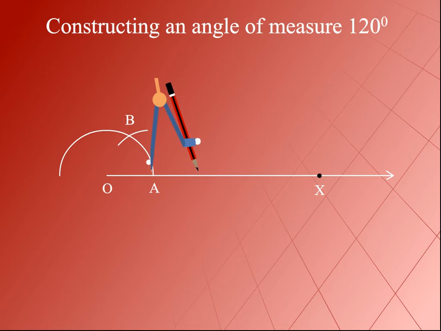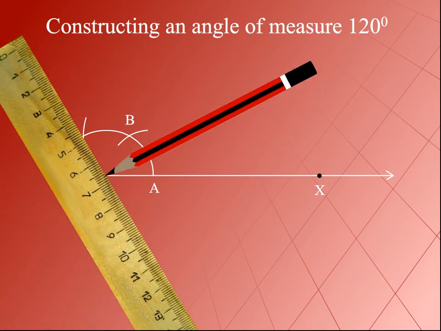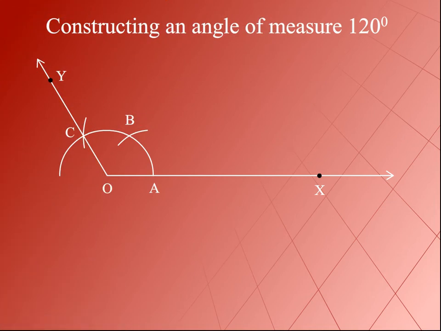With B as center and with the same radius, draw an arc cutting the arc in step 2 at C. Join OC and produce it to get a ray OY. The angle XOY is of measure 120 degree.